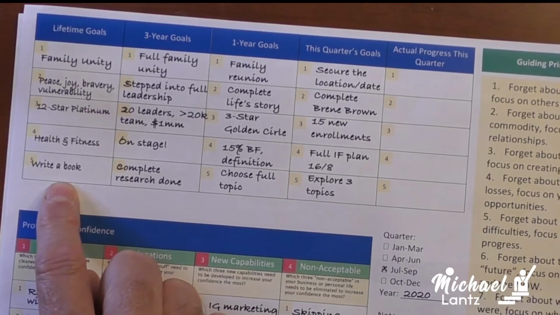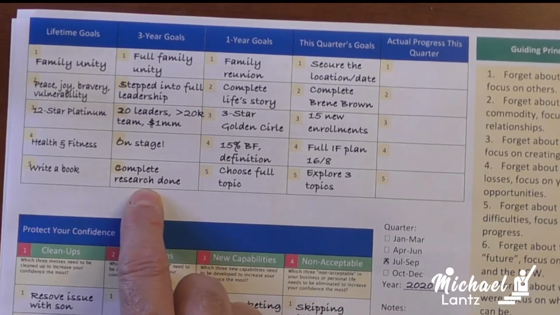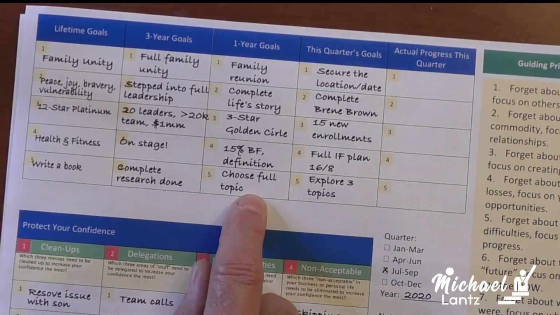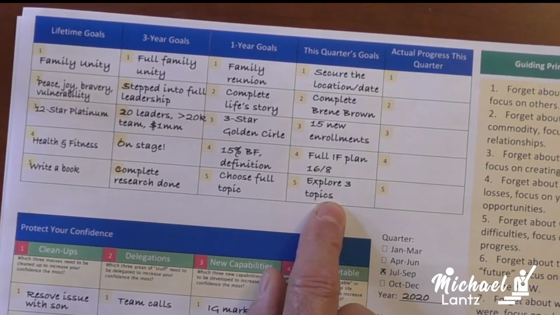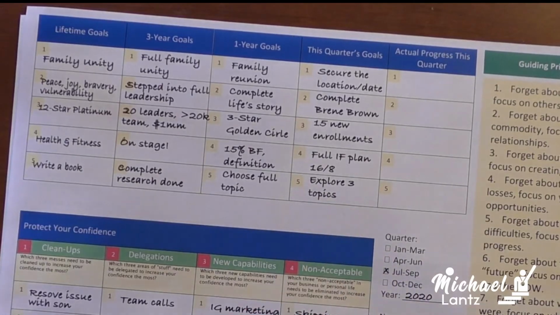It's always been important. Something that you've always wanted to do is write a book. So you're going to have your complete research done in 3 years on this book. 1 year, you're going to finally choose this topic. This quarter, you're going to explore 3 more topics that you could write about.